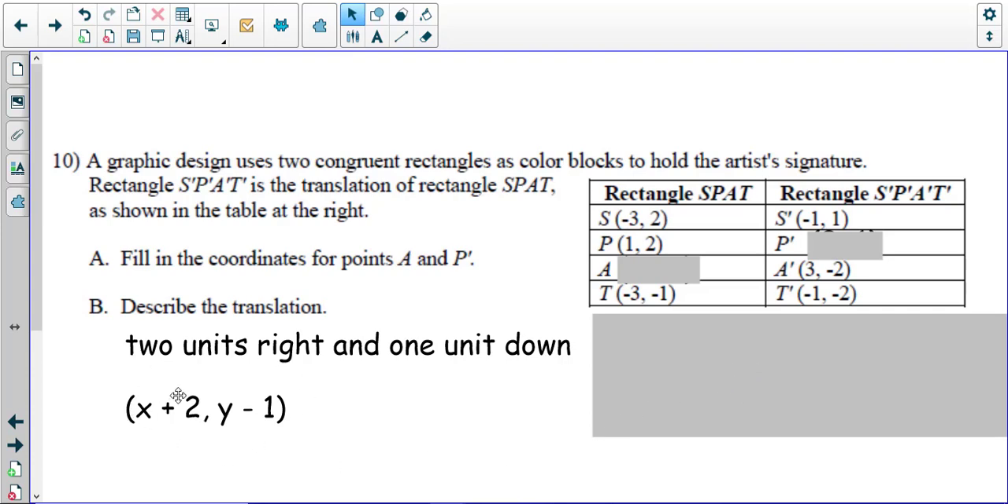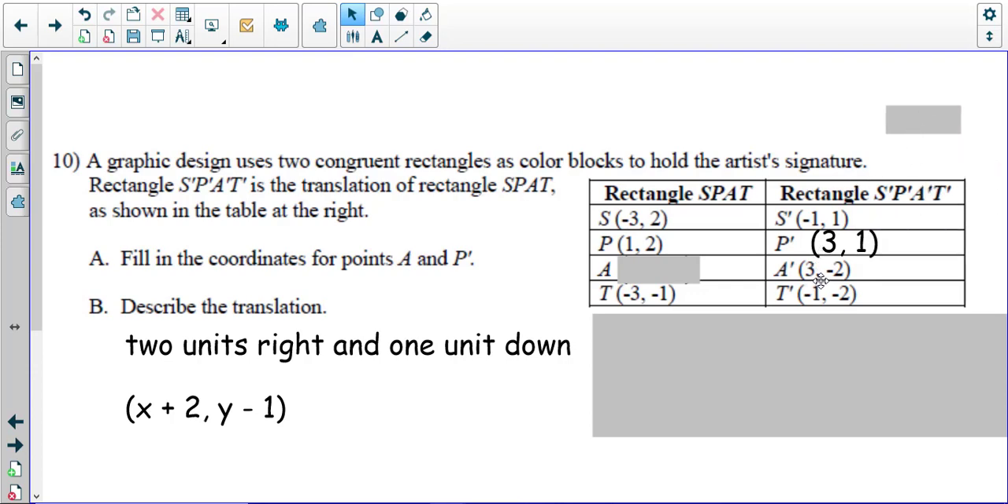And as an ordered pair, we can write that as x plus 2 for the 2 units right and y minus 1 for 1 unit down. That's going to help us figure out what P prime is given the point P. So if it originally was 1, 2, 1 plus 2 is going to get us an x coordinate of 3, and then 2 minus 1 is going to get us a y coordinate of 1.